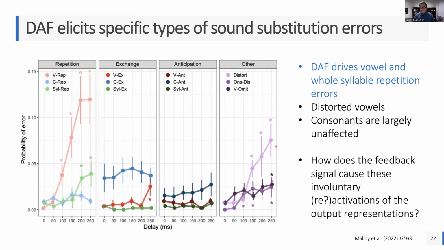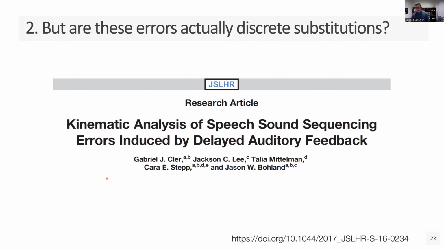Consonants, interestingly, are largely unaffected. For example, for consonant repetitions, we just don't see an increase. Consonant exchanges are pretty common for these kinds of tricky non-word stimuli, but they don't change at all with the length of the delay. So consonants are largely unaffected. This gives us the question of how a delayed feedback signal causes what looks like involuntary reactivations or failures to suppress the representations of the repeated elements. So the vowel comes out twice in a row, or the syllable comes out twice in a row in these kinds of data.